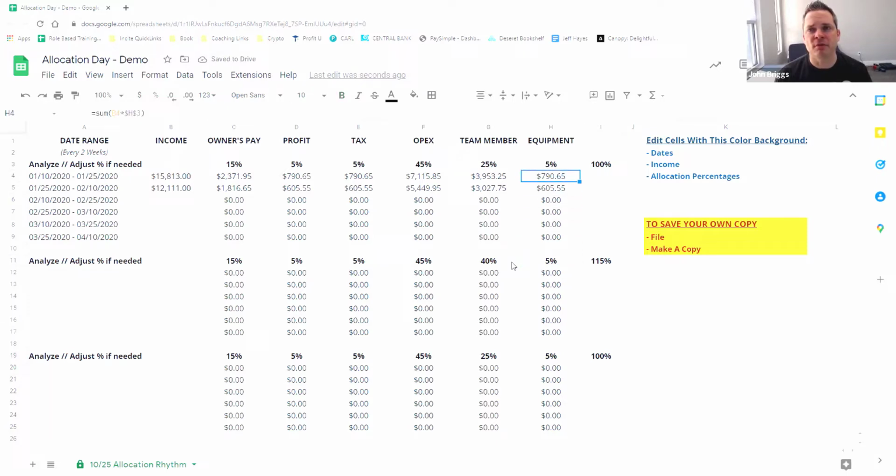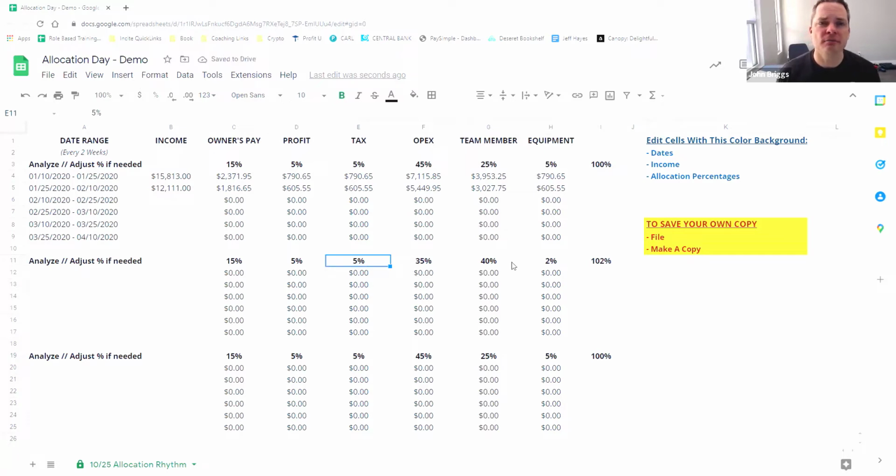And based on the amount of money that I've saved in my equipment account already, 5% is too high. I only need to put in 2% to feel comfortable. Okay, I'm still above where I need to be. Typically, if my team member expense is too high, I've got to figure out a way to lower my operating expense account. So maybe I pop that down to 35%.